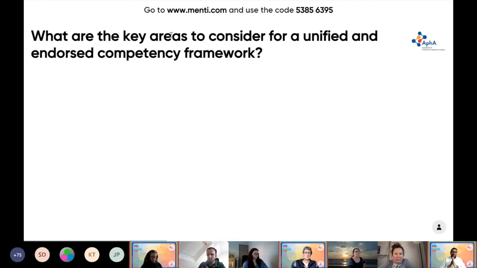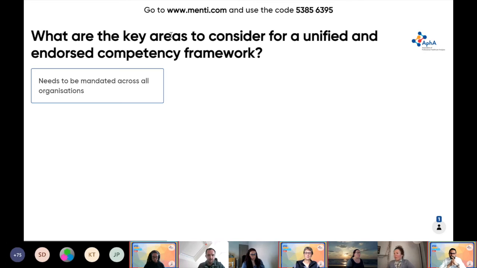The next question is, and you should see this on your screen as well: what are the key areas to consider for a unified and endorsed competency framework? So that's important too. We are endorsing this from all of the key organizations, endorsing this as a competency framework. So there is that consistency element to it. So what would you say are quite key elements to it? And it touches on some of the stuff that you talked about already, I think.